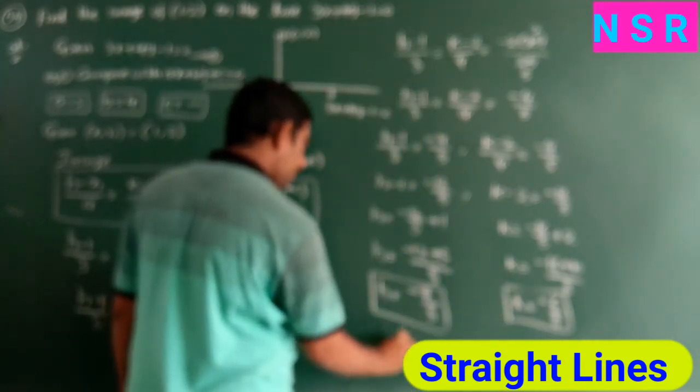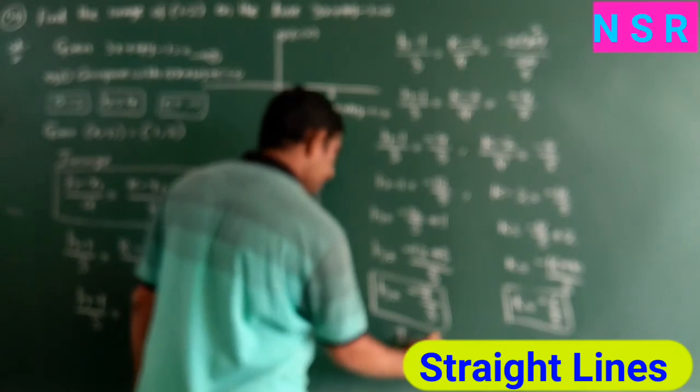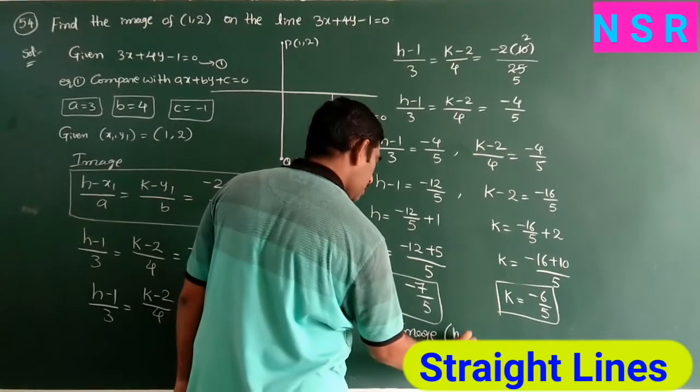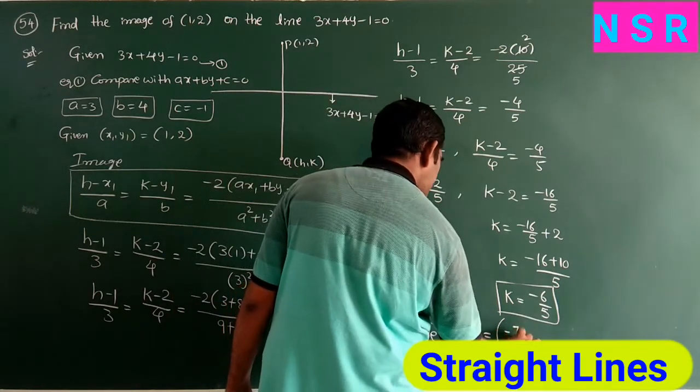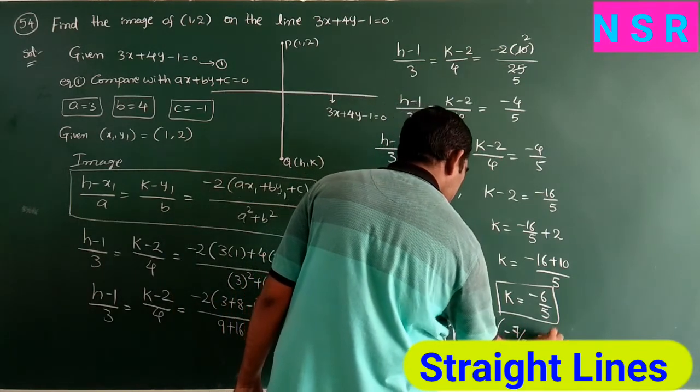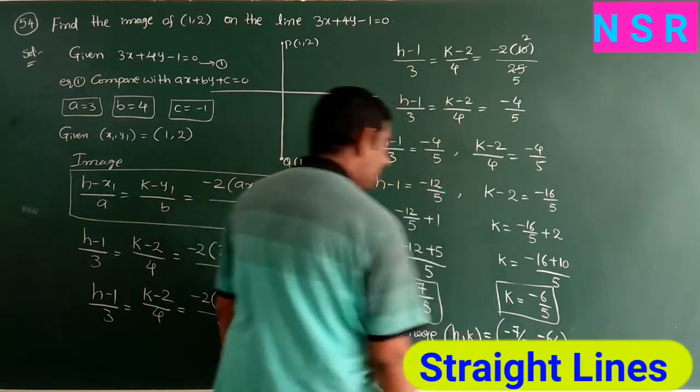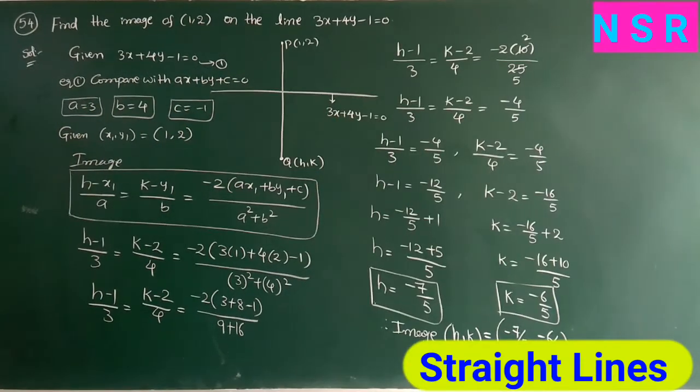So therefore the image h comma k is equal to minus 7 by 5 comma minus 6 by 5. So this is the image of P. So here in this formula we are using, in place of ax1 plus by1 plus c, 2.